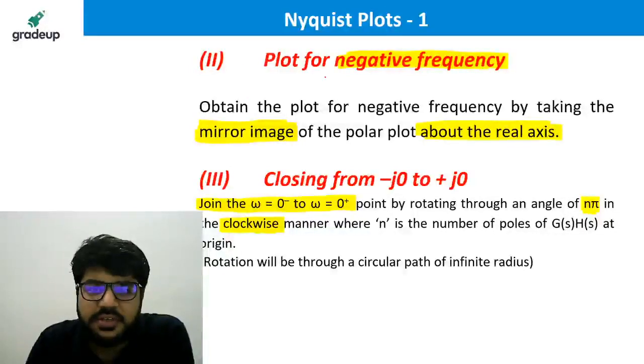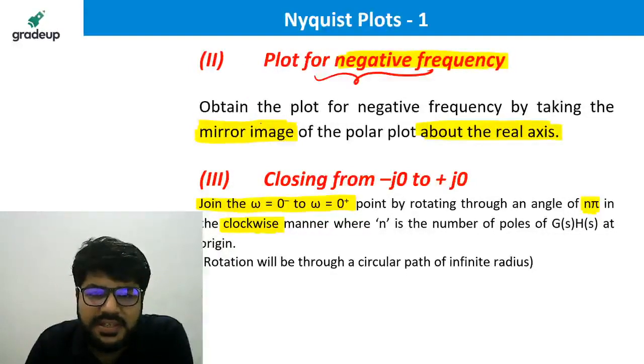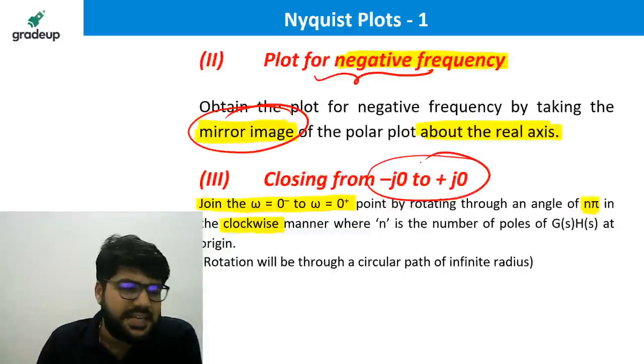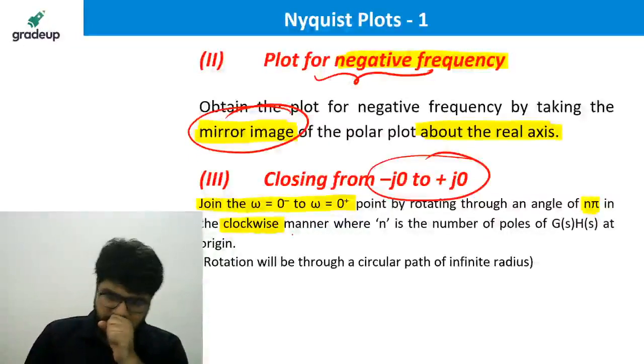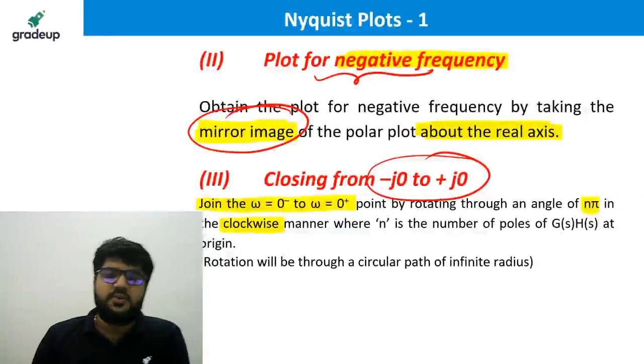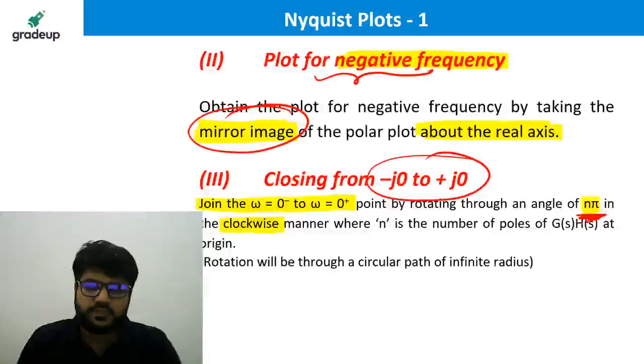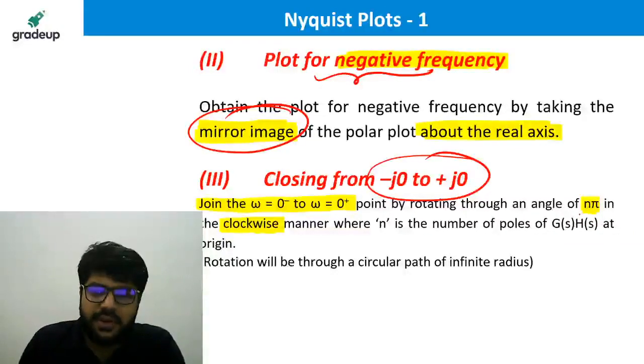To complete the Nyquist plot, I will have to plot for negative frequency. That is done by taking the mirror image, and then I will close the point from minus 0 to plus 0. That is obtained by rotating through an angle of n pi, where n is the number of poles of G(s)H(s) at origin.